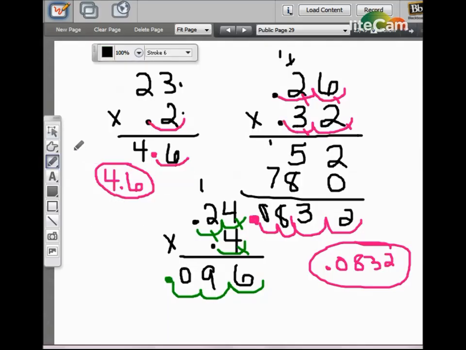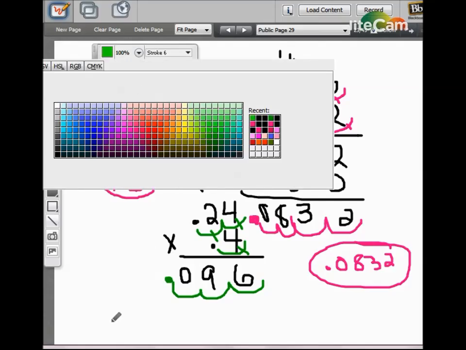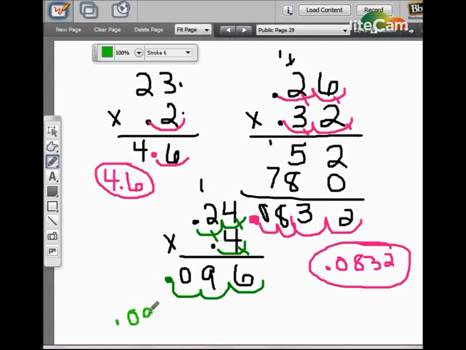My answer to that one with the correctly placed decimal point is 96 thousandths. If you have any questions, raise your hand.